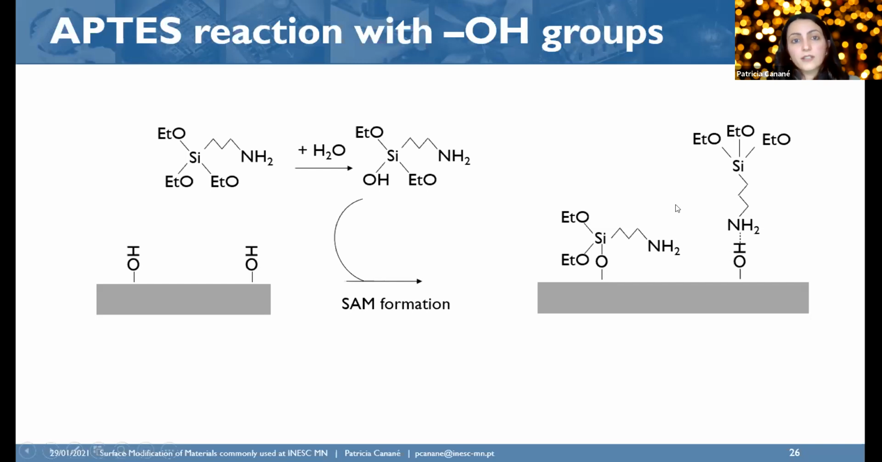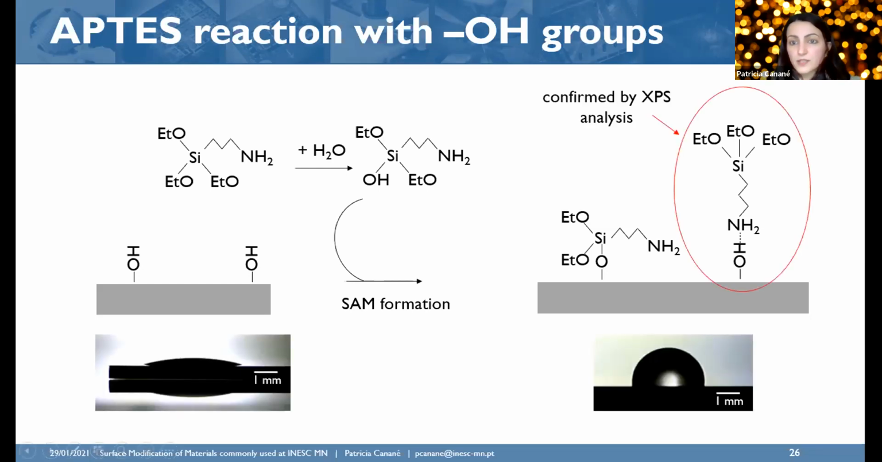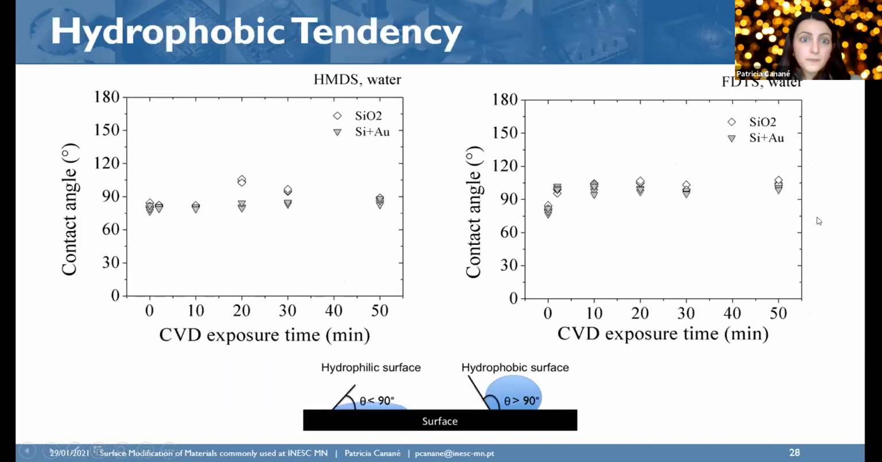However, the increase in contact angle that we observed was much greater than the ones present in the literature. And so after XPS analysis, we observed that the APTS molecule was reacting in a different way, establishing a nitrogen bond with the substrate and thus exposing all of the ethoxy groups on the substrate.